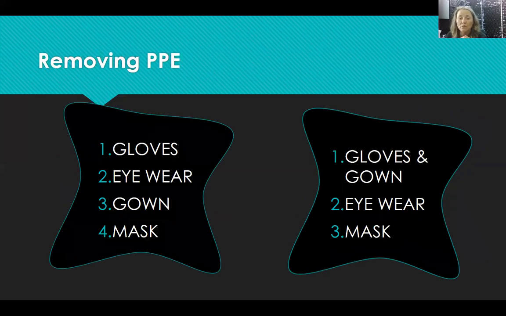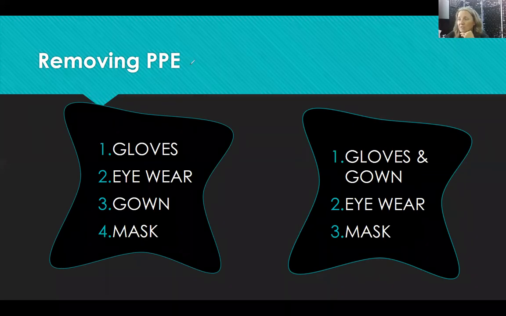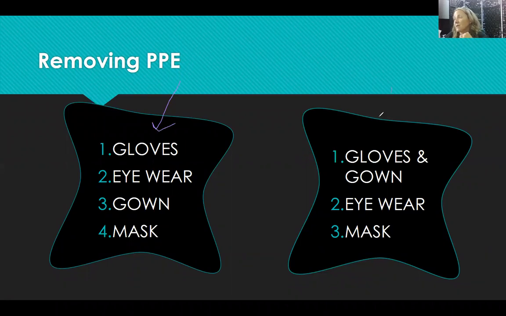So when you are removing your PPE, there are two different ways. It depends on if you're going to take your gloves and gown off separately or together. So this first list is if you are taking them off separately. This second list is if you're taking them off together. So first up, if you are taking them off separately, remove your gloves one at a time. Remember, that'll be your first step.